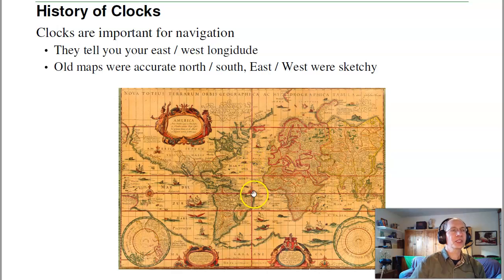So if you look at the old maps, they are very accurate north-south, but east and west, they're rather distorted. That's because, again, we didn't have good, solid, accurate clocks for quite a long time.